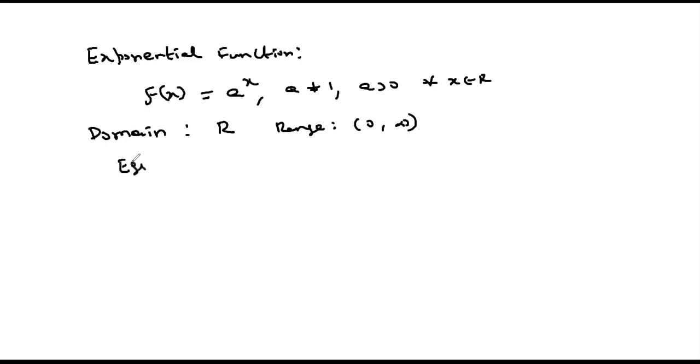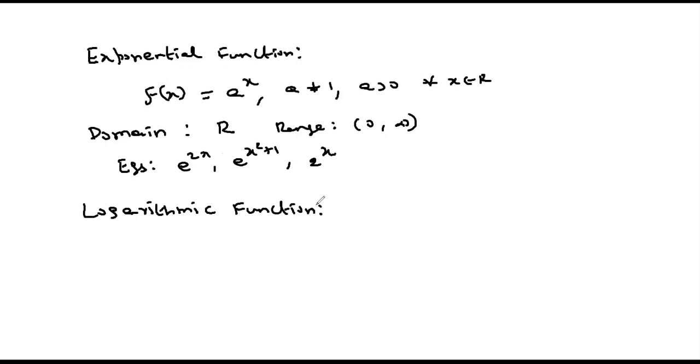So examples are e power 2x, e power x square plus 1 and 2 power x. These are all exponential functions. Next, what do we see? The logarithmic function. The logarithmic function is like an inverse, like an inverse of the exponential function.